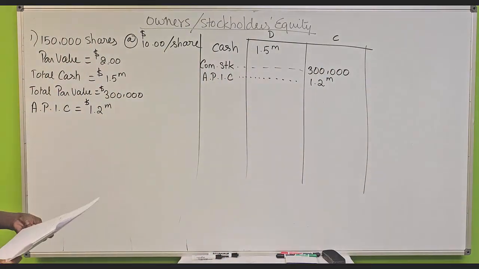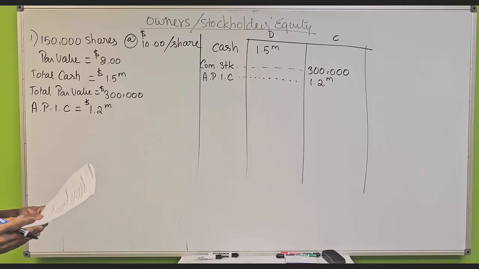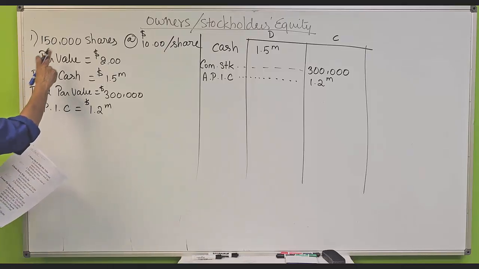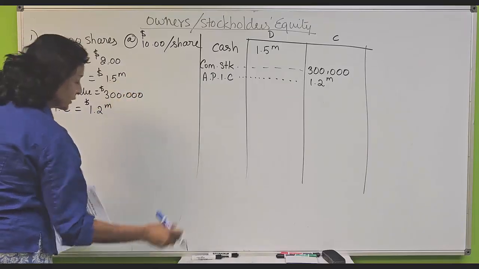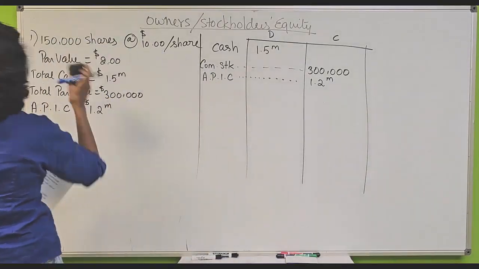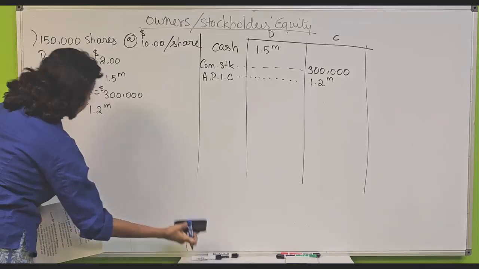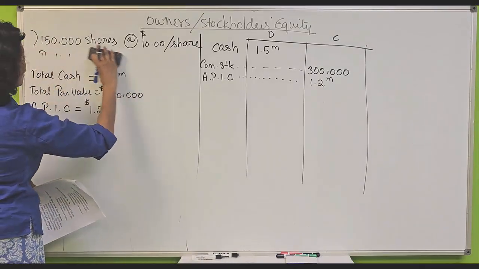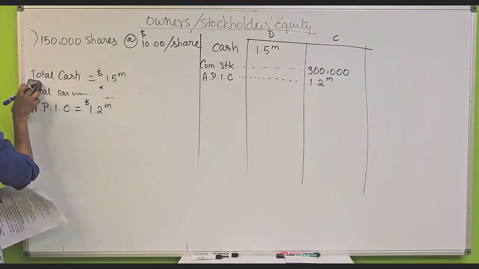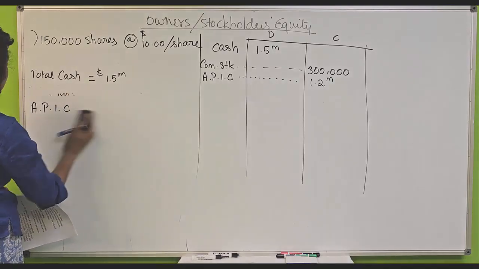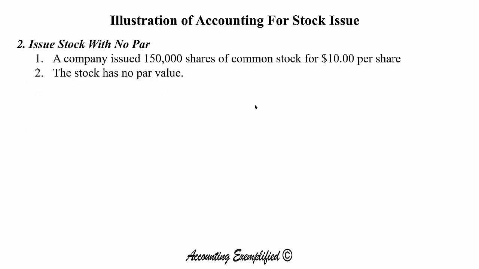Okay, the second one, it says the company is issuing the same 100,000 shares at $10 per share. The second example under this topic, it says that there is no par value. So if there is no par value, and second example is issuing the stock for cash without the par value.